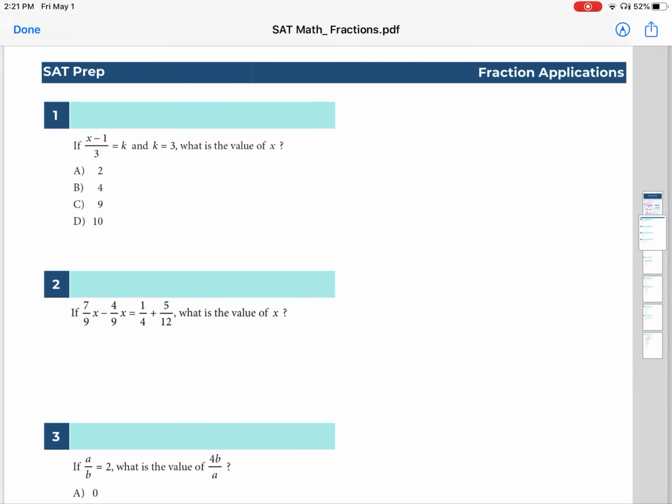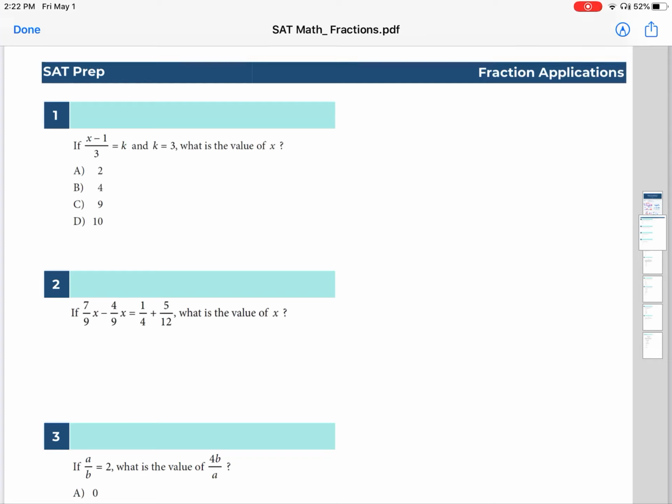This video is going to look at some SAT problems that involve fractions that were pulled from either online practice tests or former exams. So remembering all our basic operations of fractions, adding and subtracting with the least common denominator, multiplying by the reciprocal when we're asked to divide, and also cross-multiplying fractions that are equal to each other, we can solve all these problems. So let's start here with number one.